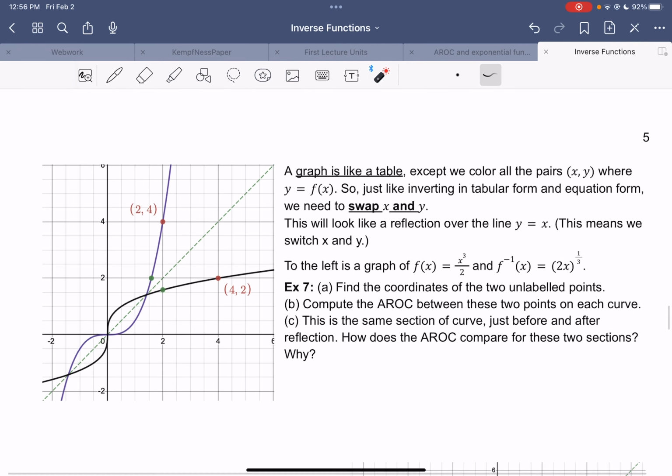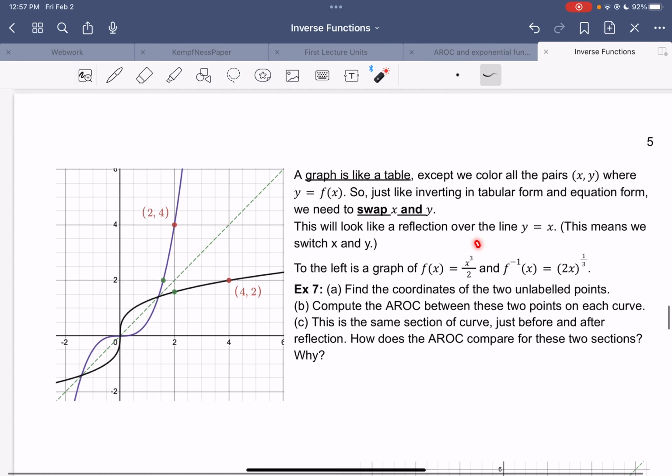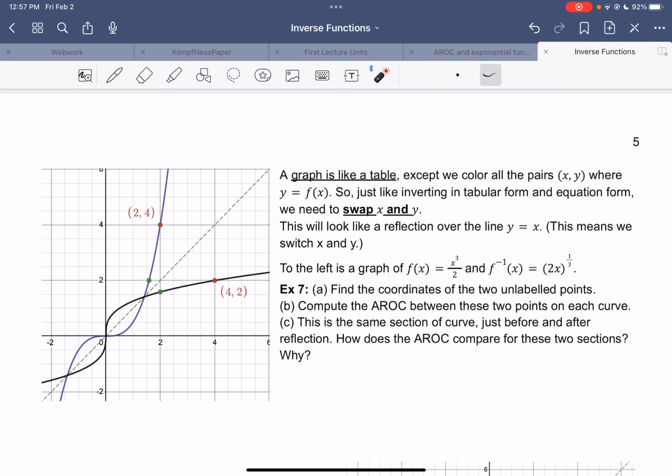So the whole idea is, here is the function x cubed divided by 2. If I were to compute f of 2, I have 2 cubed over 2, better known as 2 squared, or 4. So 2 will map to 4. If you plug in 2, then f of 2 is 4. Now, to swap x and y, you literally just swap who's who, and that'll give you a graph of the inverse function.